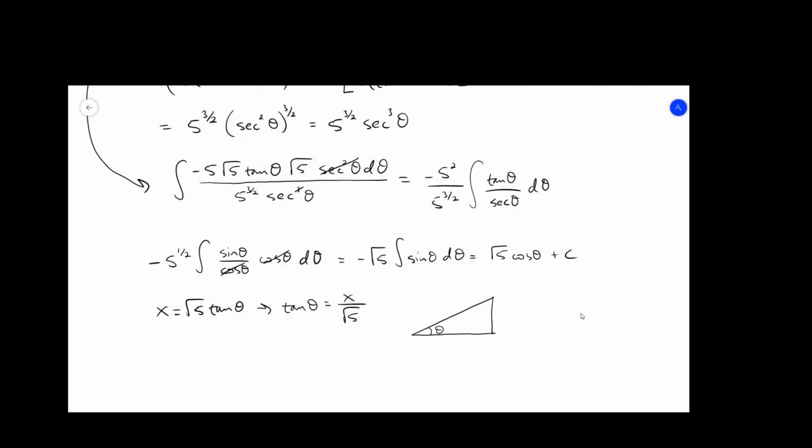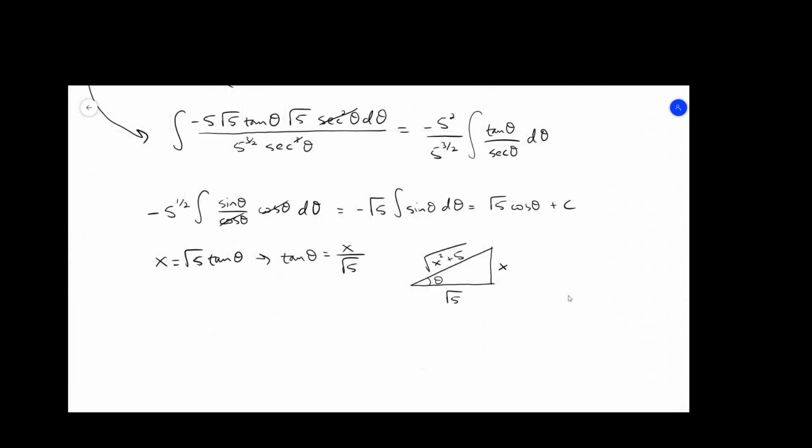Anyway, tan theta, we know that tangent is defined to be opposite over adjacent. And then the third side is, according to the Pythagorean theorem, x squared plus the square root of 5 squared, which is just 5, so the square root of x squared plus 5. Okay, and if you notice, that in fact is the same radical that we had in the beginning of the problem in the first place, right?